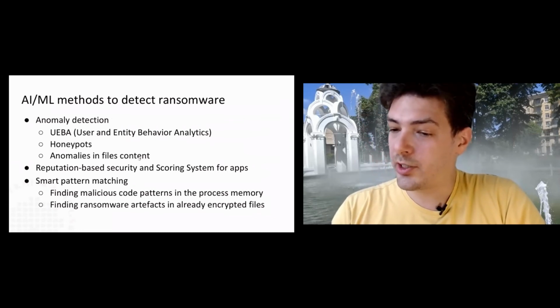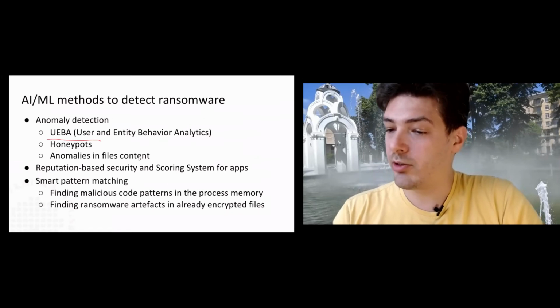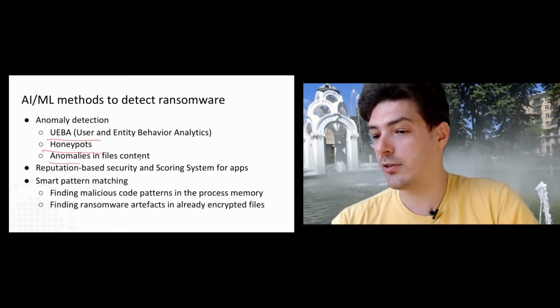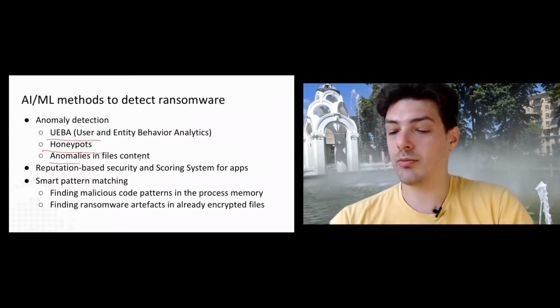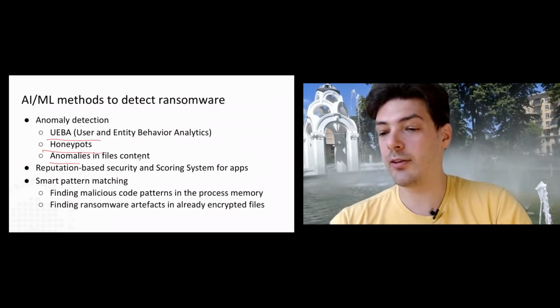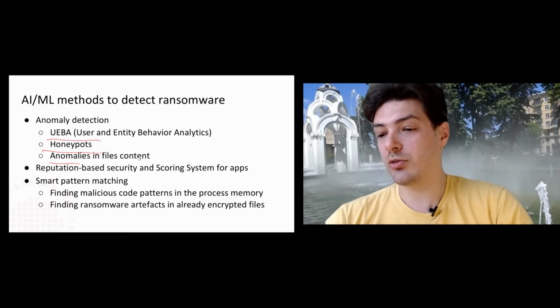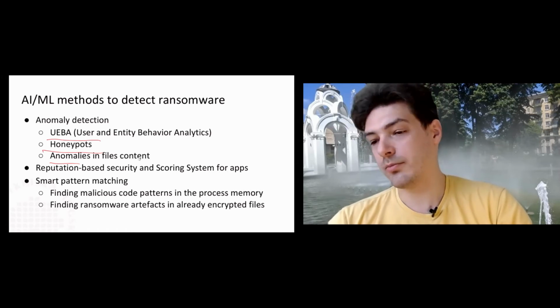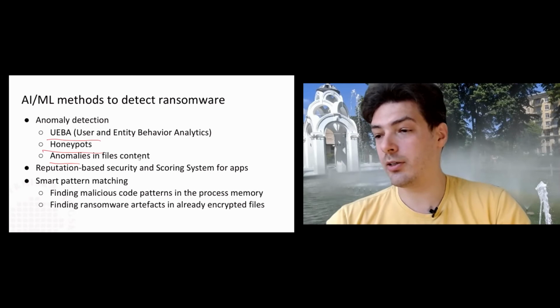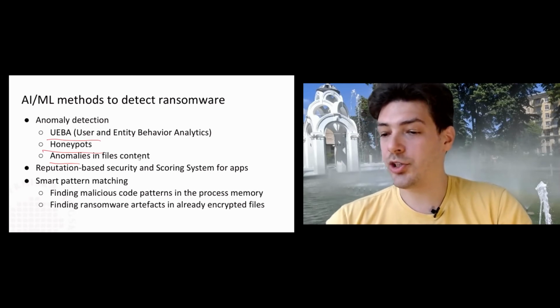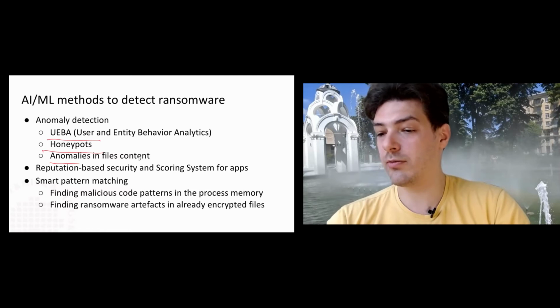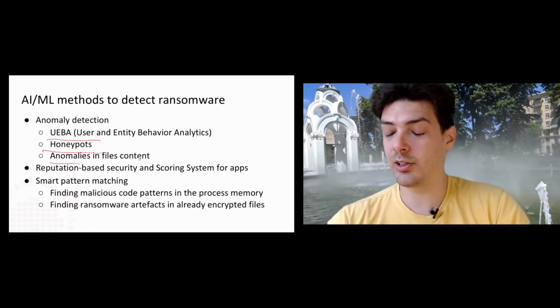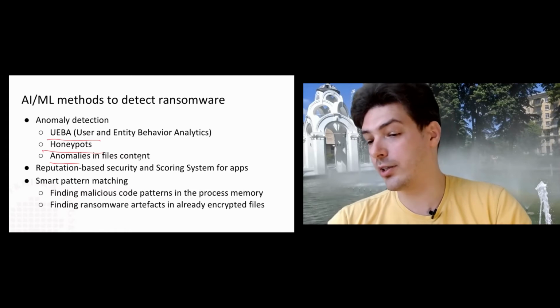So I just described the user and entity behavior analytics concepts and honeypots. Next one is anomalies in file contents. We can take a look at the files and figure out if they have been encrypted recently based on some attributes, for example, the modification timestamp, the entropy level of the data, or whether there is a magic signature inside the file. In case it's encrypted, we will not find it.